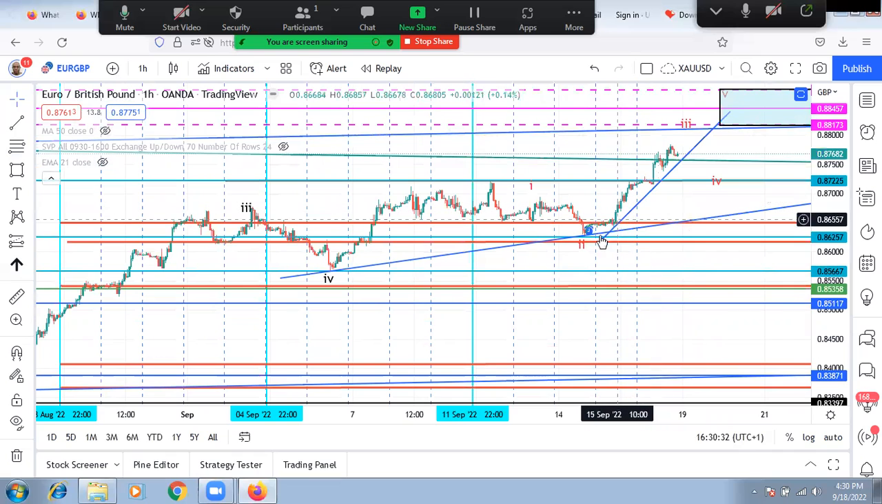This might just look like a 1 and a 2 and a 3 and a 4 situation to finish a 5. So we might be doing an ending diagonal of the 3 that will now break through here to do a 4 and to have a 5 around this area. This is where we're expecting a sell. So that is what I'm showing you now, counting the internal architecture of that wave.